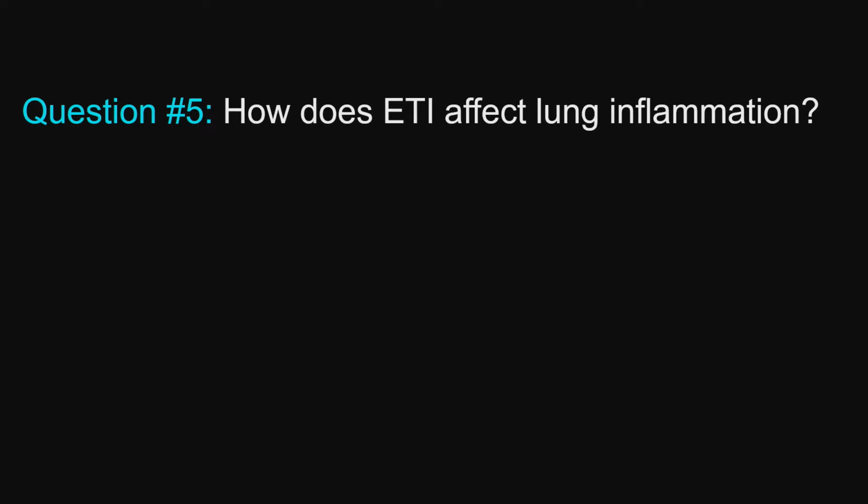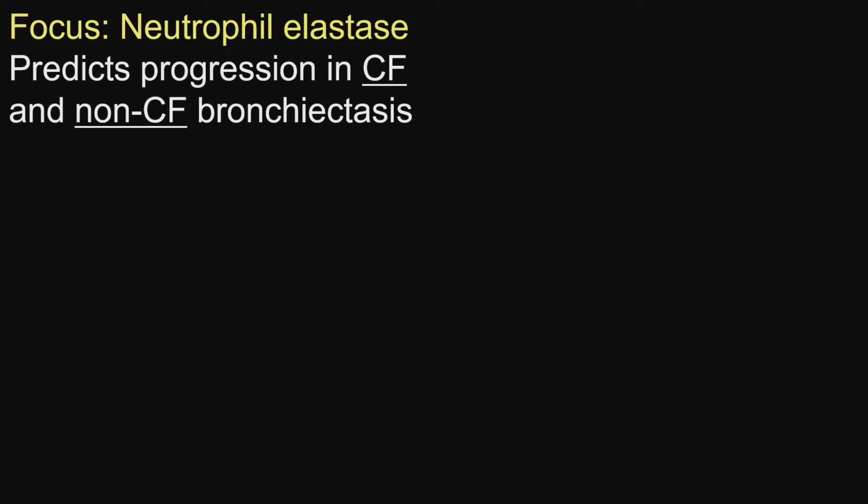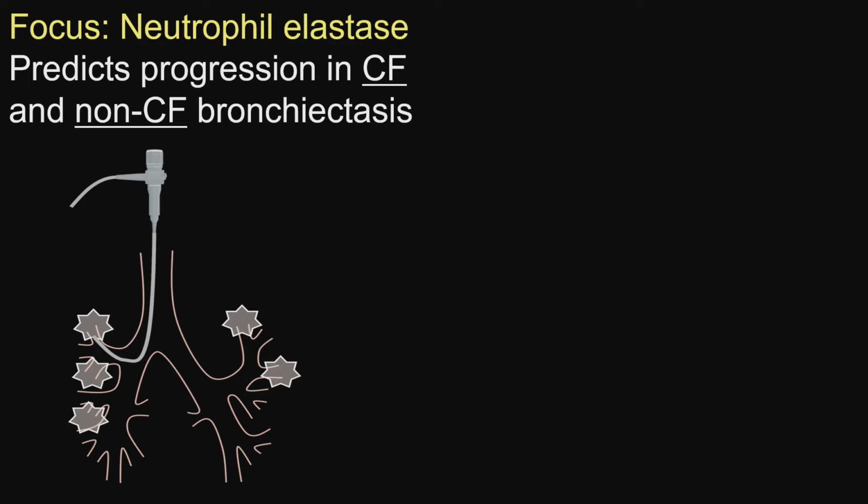I'm going to be showing you data from the bronchoscopy study of Sam Durfee. And I'm going to be focusing primarily on one marker, neutrophil elastase. I think this is our best marker of inflammation in CF. There's been a lot of good epidemiological studies that show that neutrophil elastase levels predict the progression of lung disease and bad outcomes in CF. And it's also a very good marker in non-CF bronchiectasis, so it might be particularly relevant to the post-ETI people.